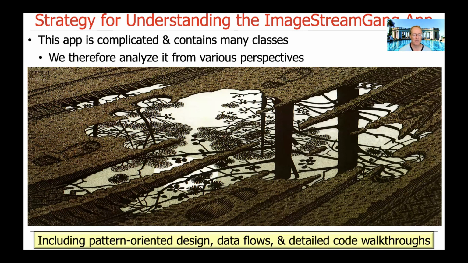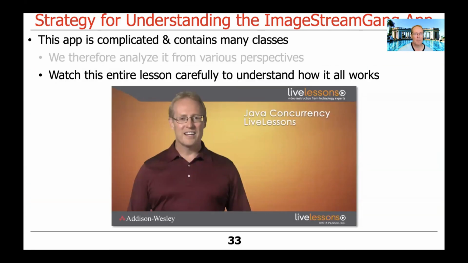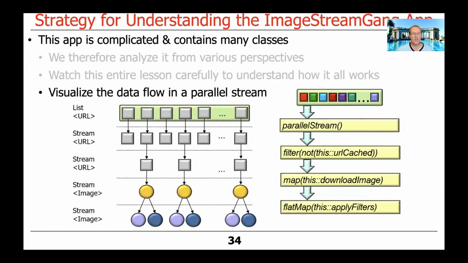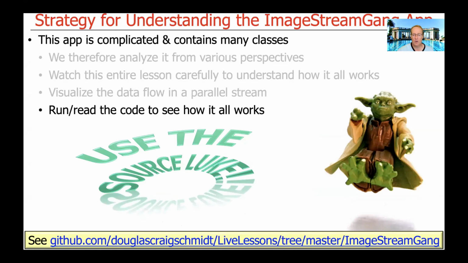We're going to look at this from a couple of different perspectives, including its pattern-oriented design and the data flows, and then, of course, we'll also do detailed code walkthroughs, because that's where the real ground truth arises, the actual code. So you may want to go back and rewatch this stuff to see how it all works. We'll also visualize the data flow, which is my favorite way of giving you a right brain perspective on what can otherwise be a pretty left brain, linear way of looking at source code. Okay, so you can get the source code here. We'll look through the key parts there as well.